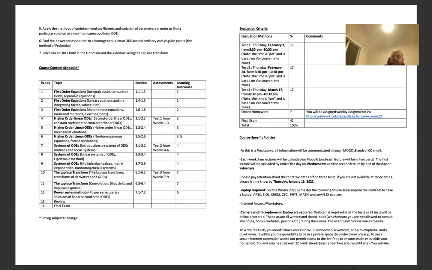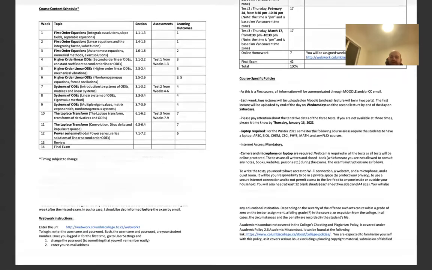And there's only one exception: in the weeks that you have tests, there will be only one lecture uploaded, because one test basically will be counted as our second class in those weeks. Except for those 3 weeks that you have midterms, when there will be only one lecture uploaded, the other weeks you will have 2 lectures uploaded each week.